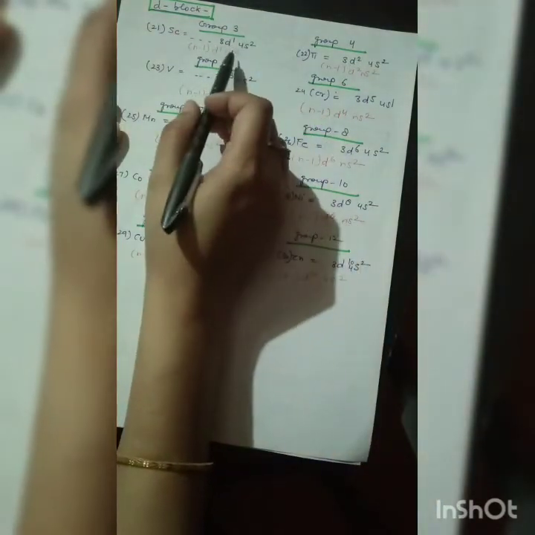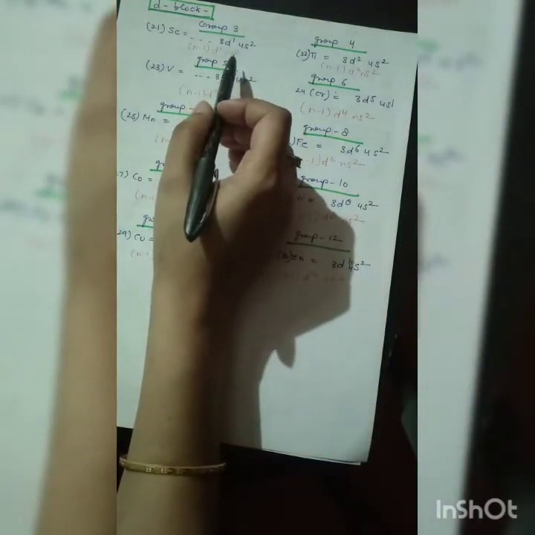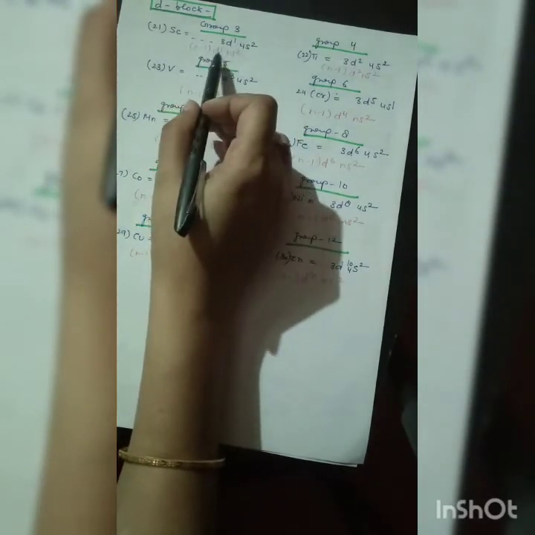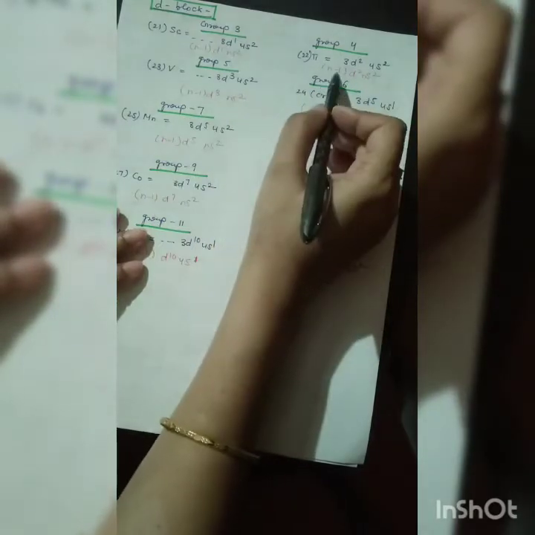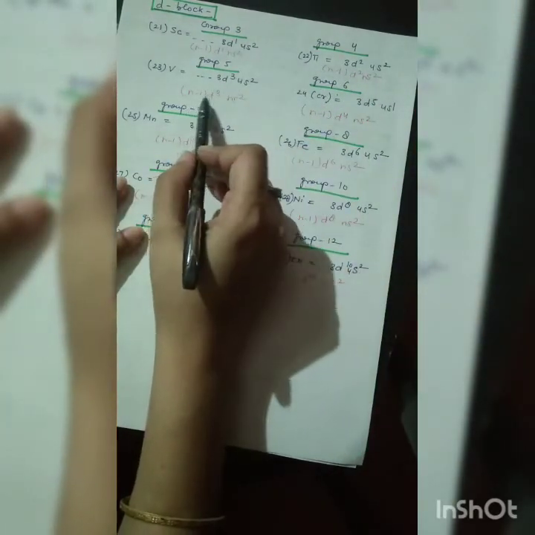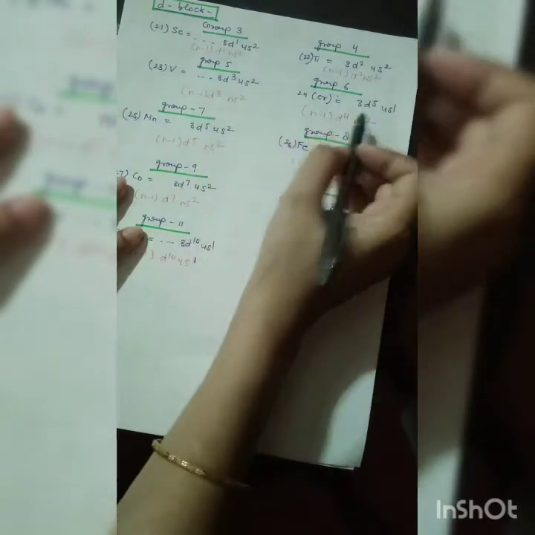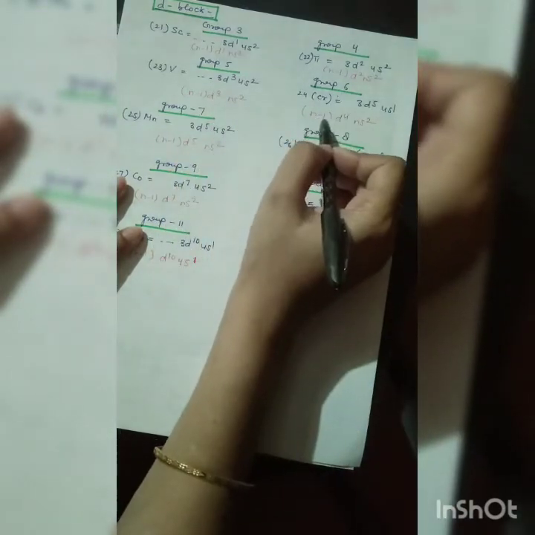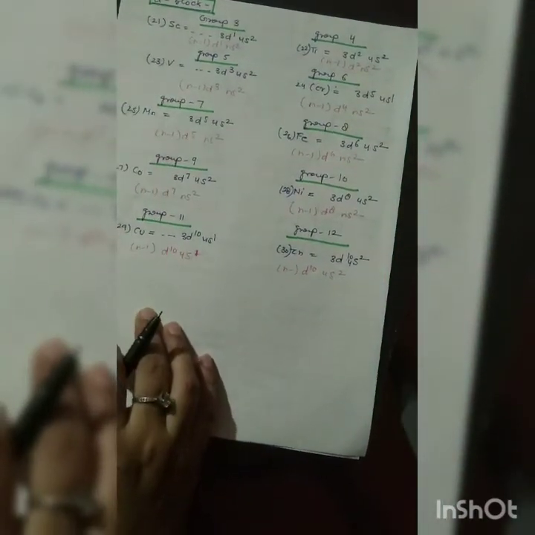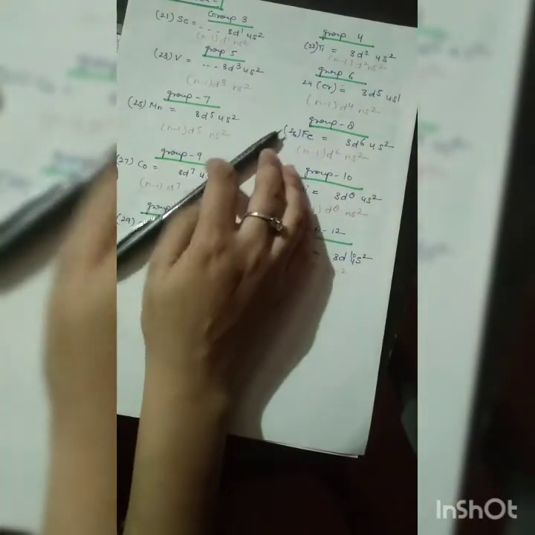The general formula is something different from the earlier ones. It is (n-1)d1 ns2, then (n-1)d2 ns2, for group 5 (n-1)d3 ns2, for group 6 (n-1)d4 ns2. Okay, so these are the general formulas for the d block elements. Now we will do the next topic.